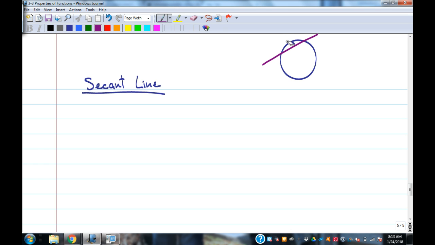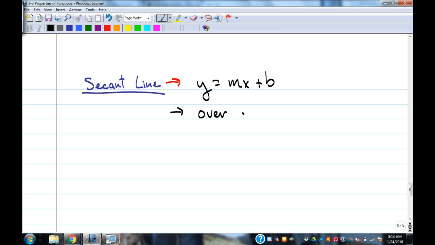So what we're dealing with is a secant line through a function instead of a circle. So it'd be like a secant line going through a parabola or something like that. That's what we're going to be finding, the equation of that line. A secant line is going to be in that form, y equals mx plus b, that we've been using for years. And again, it's going to be given over an interval.